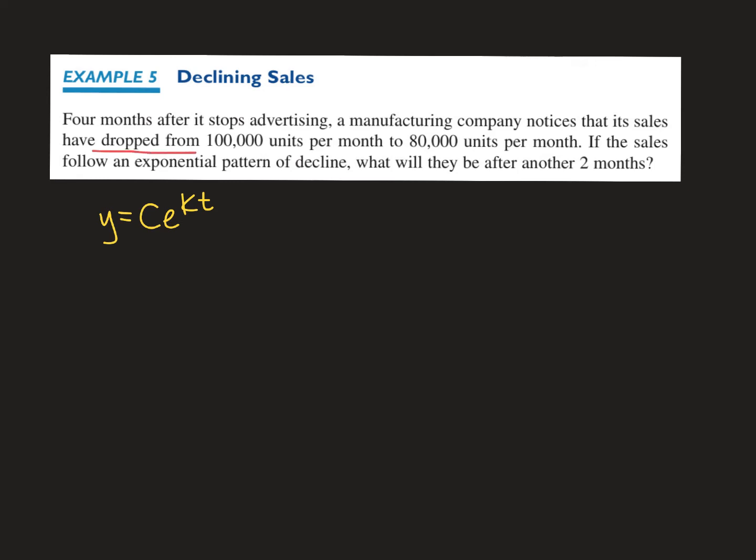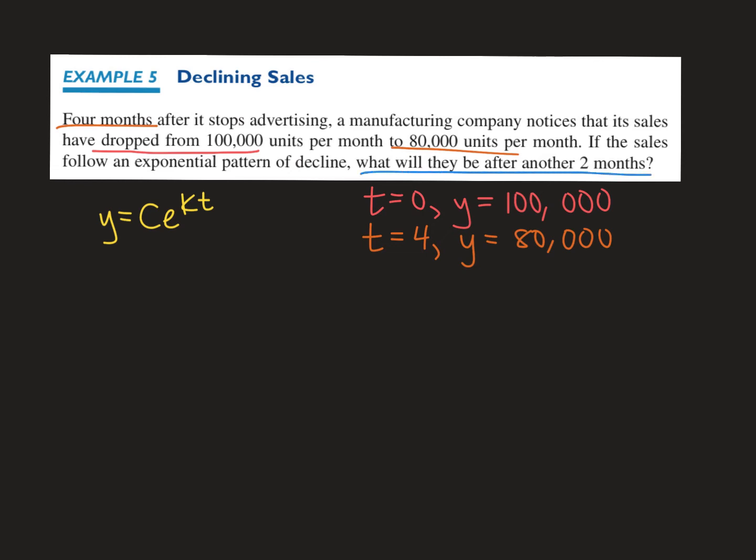It looks like when t was 0, y was 100,000. That was our initial condition. And then also we are told that 4 months after, we got down to 80,000 units. So when t was 4 months, the output of the company was down to 80,000. So we can see that this is decay. It's inversely proportional. As t gets larger, y gets smaller. We're decaying. Then we're asked, what will the sales be after another 2 months?